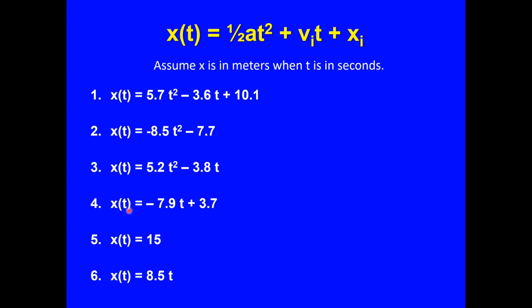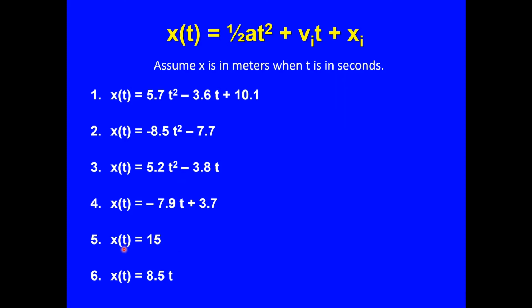The acceleration is 10.4 meters per second per second. In equation 4, there is no t-squared term, which means this is the equation of a line, and linear position graphs are constant velocities, which means no acceleration. Because there's no t-squared term, it's in fact 0 t-squared, so the acceleration is 0. The initial velocity is the final velocity, is the average velocity, is the constant velocity of negative 7.9 meters per second, starting at the positive 3.7 meter mark.